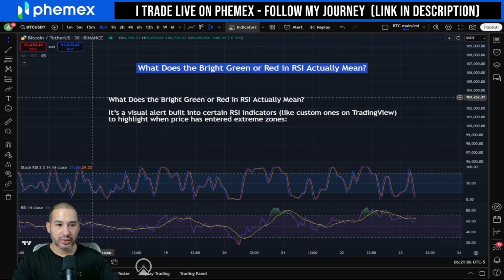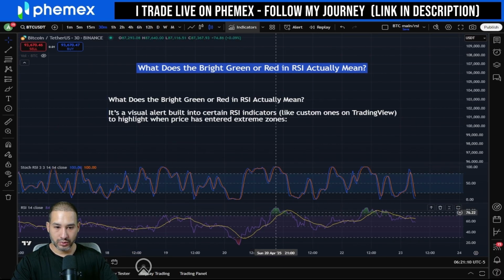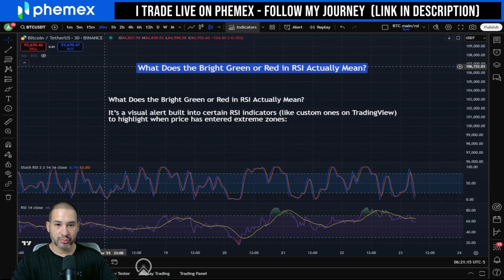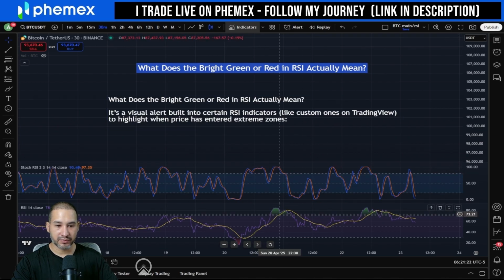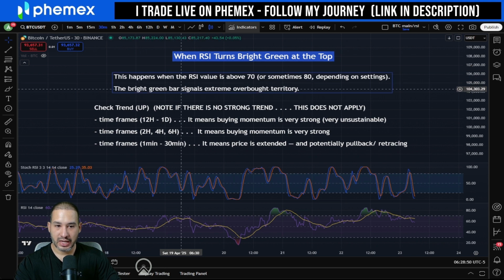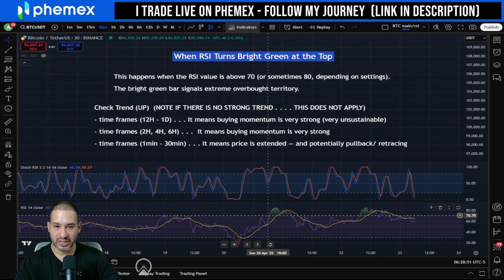All right, before I move on to the downtrend example, I want to cover more over these bright areas on the RSI. So as mentioned earlier, these bright green and red areas, they're just visual alerts pretty much to signify, hey, extremely strongly overbought. So when the RSI turns bright green at the top, this happens when the RSI value is over 70, sometimes 80, depending on your settings, if they're on default or not.